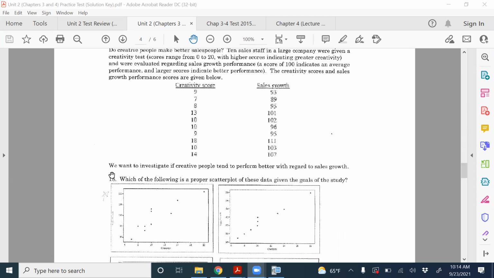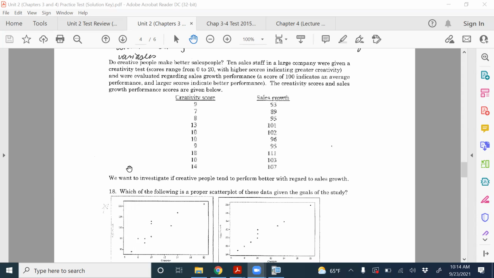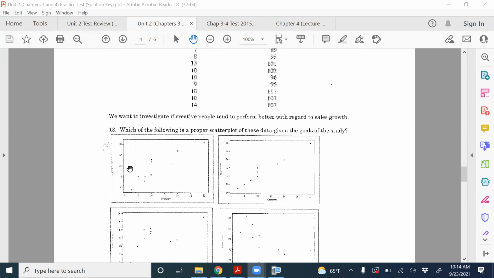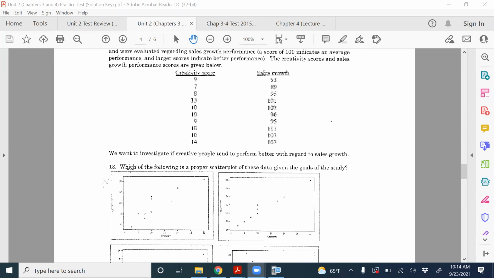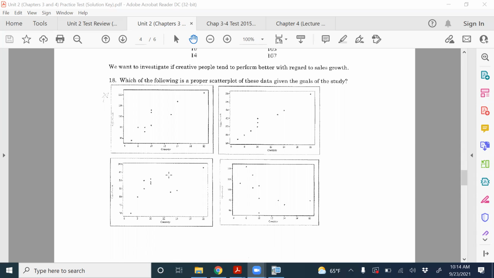Here, they want to do a scatter plot for the data above. So real easy, just have to kind of look, kind of match it up. We see that the higher your creativity score, probably the higher your sales growth. So you're more creative, you just sell more, I guess. So it's probably gonna be a pretty positive correlation. So I don't think it's gonna be the last graph.